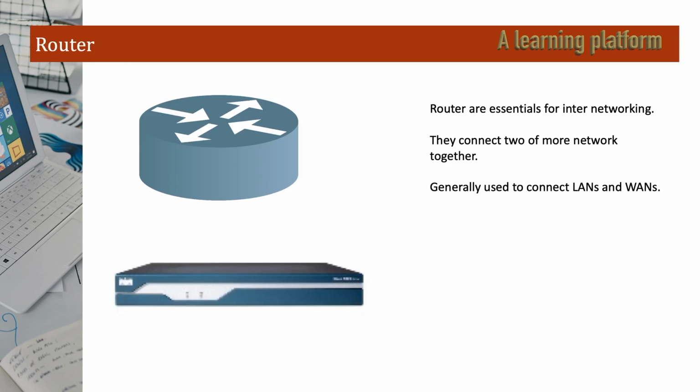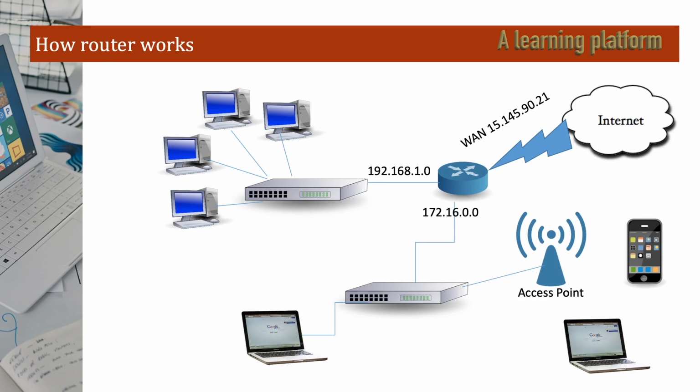Routers are used to connect 2 or more networks together. They help LANs to communicate with the WAN network. Let's see how a router works. Routers can connect 2 or more networks together. As you can see from this diagram, this particular router is connecting these 2 LAN networks and a WAN network.